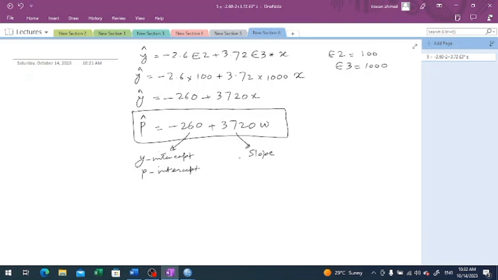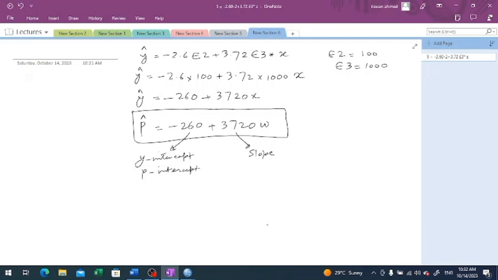Slope measures the change in y due to a unit change in x. And since the relationship is positive, because this coefficient 3720 has a positive sign, it indicates that the slope is positive, and when the slope is positive, we expect the relationship between these two variables to be positive. So we can alternatively interpret it as: an increase in x by one unit causes how much increase in y. And we'll interpret these two numbers in the context of price and weight.